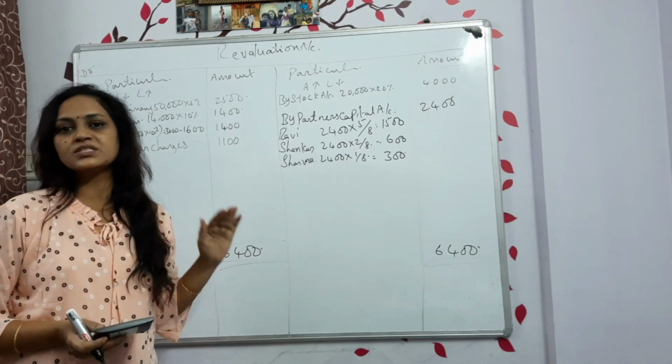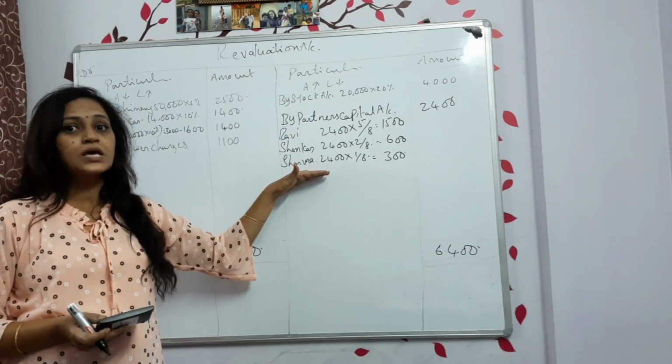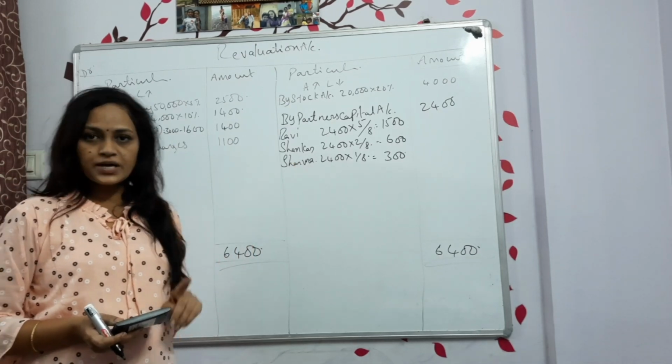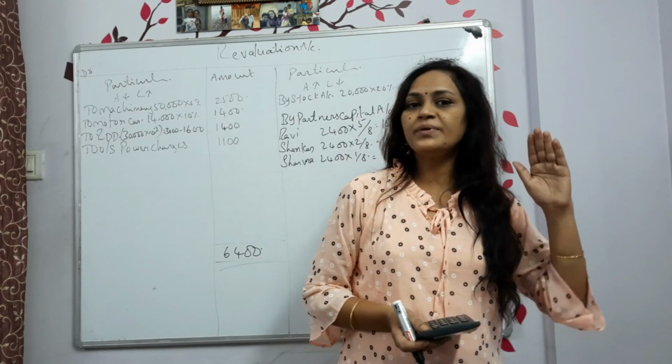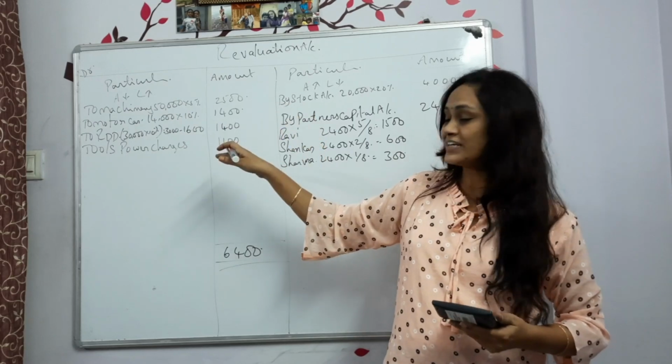There is no change in the revaluation account. In the admission, you got only 2 partners. In this retirement, you got 3 partners. Other than that, nothing is different. Check the adjustments. If asset is increased, write down credit side. If liability is decreased, write down credit side. If asset is decreased, write down debit.